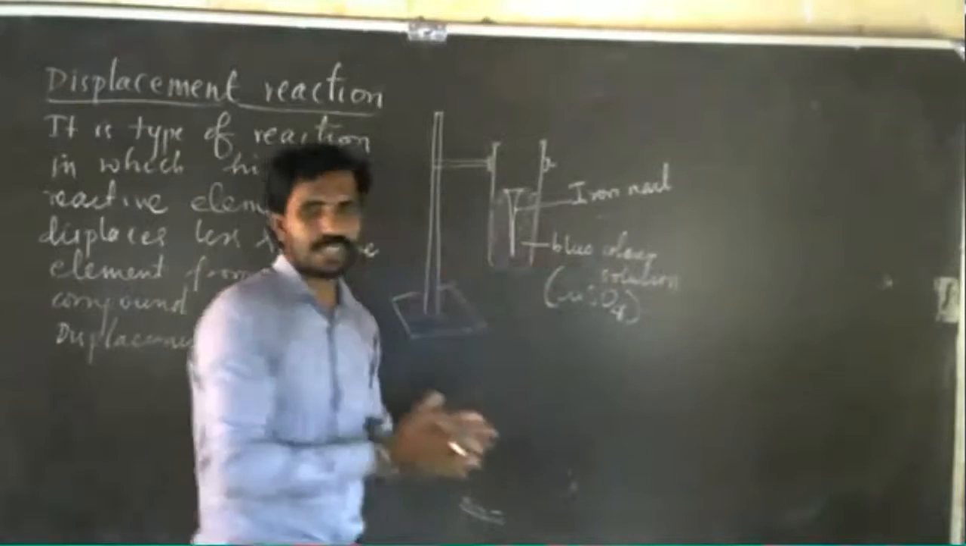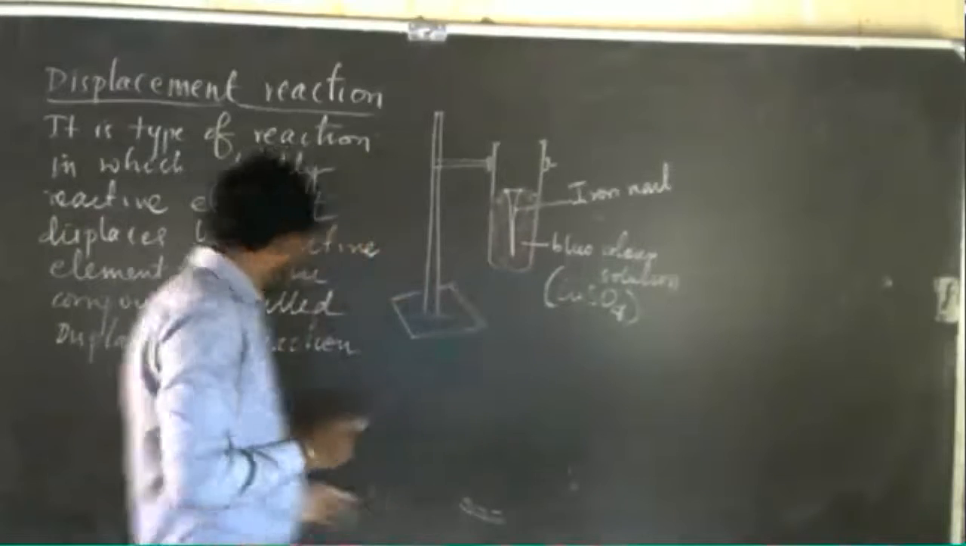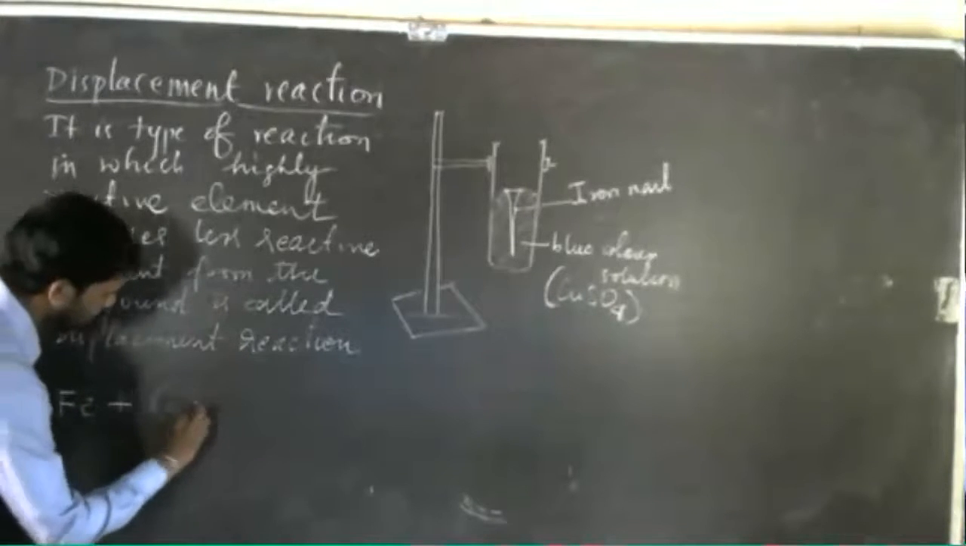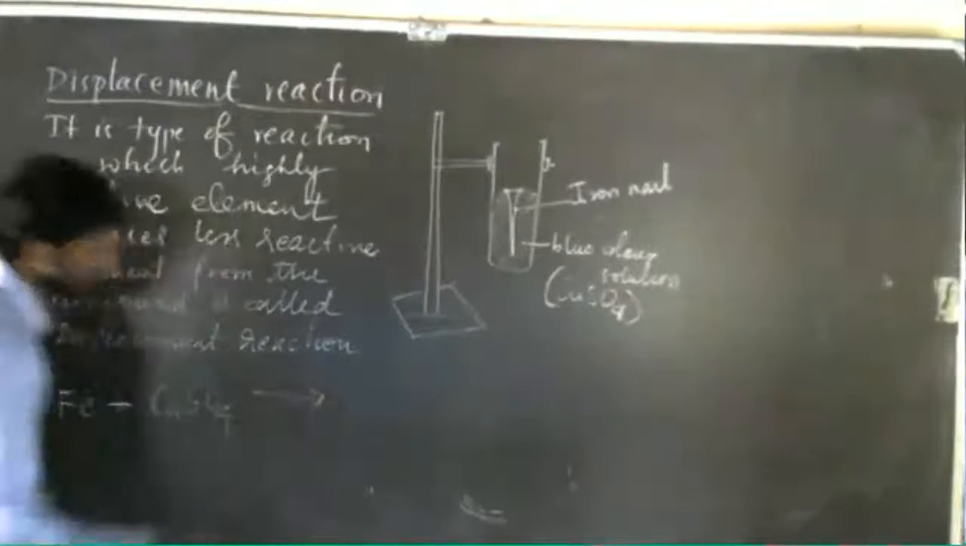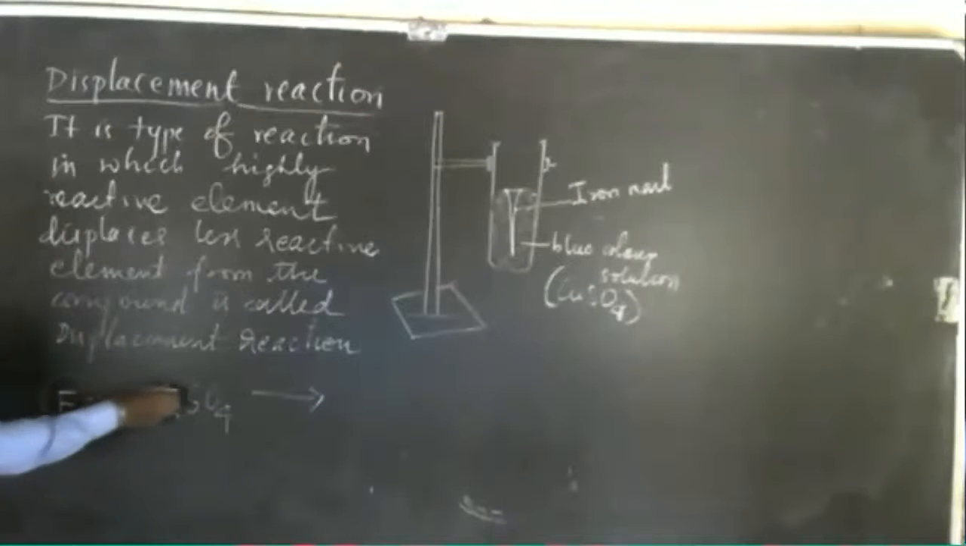Iron. So a reaction happens. This is an example of displacement reaction. What happens? We'll write the equation now. See here, iron means Fe. We have taken iron and dipped it in the test tube containing copper sulfate solution, CuSO4 solution.